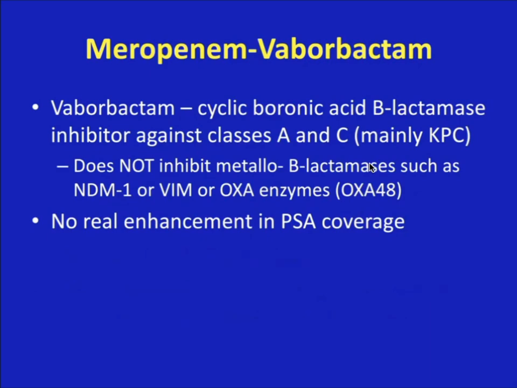Other CRE drugs, meropenem-vaborbactam, brand name Vabomere. Vaborbactam is a cyclic boronic acid beta-lactamase inhibitor. It works against classes A and C, mainly KPC, so it's mainly a KPC agent. It also does not inhibit metallo-beta-lactamases. It doesn't attack any of the OXA enzymes either. And I add, again, just because you add vaborbactam, it does nothing for Pseudomonas. So if you have Pseudomonas that's resistant to meropenem, and someone tries to use Vabomere for it, it's idiotic. Vabomere does nothing for that. So there's no real enhancement in the Pseudomonas coverage.